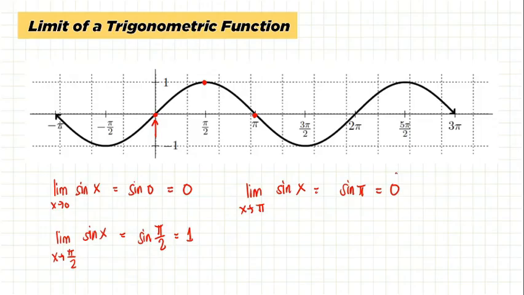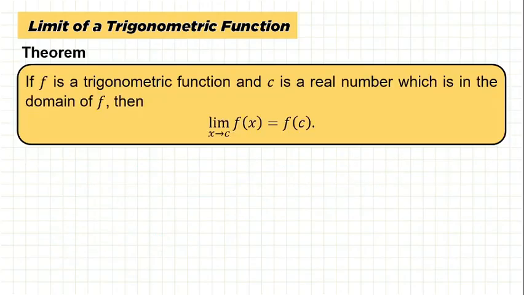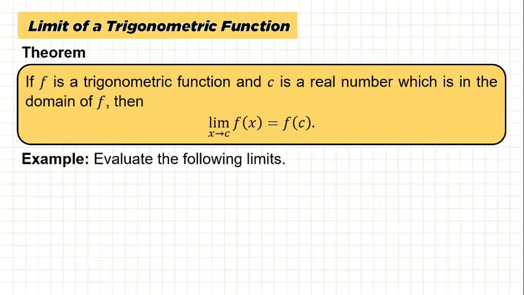So from that observation, we have this theorem. If f is a trigonometric function and c is a real number which is in the domain of f, then the limit of f of x as x approaches c is equal to f of c. So therefore, if you are given any trigonometric function, we can just do direct substitution. For example, evaluate the limit of the following. First, the limit of cosine of x minus pi over 3 as x approaches pi. So we can just do direct substitution here.